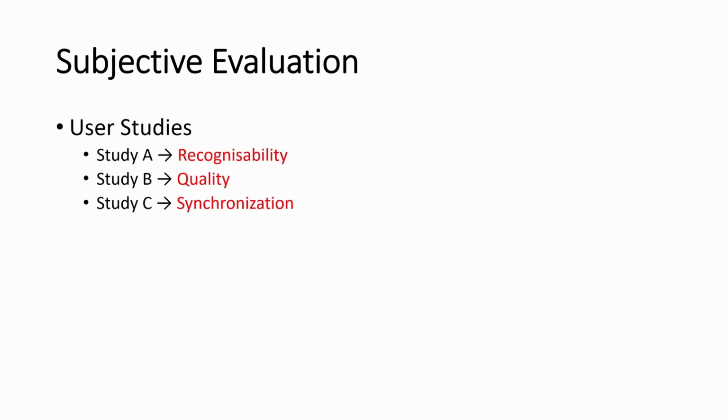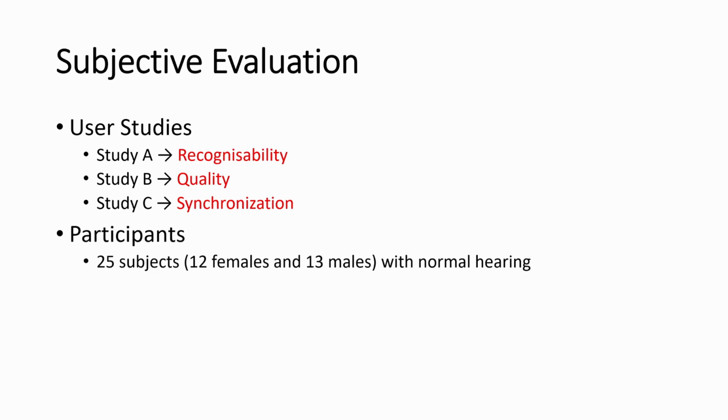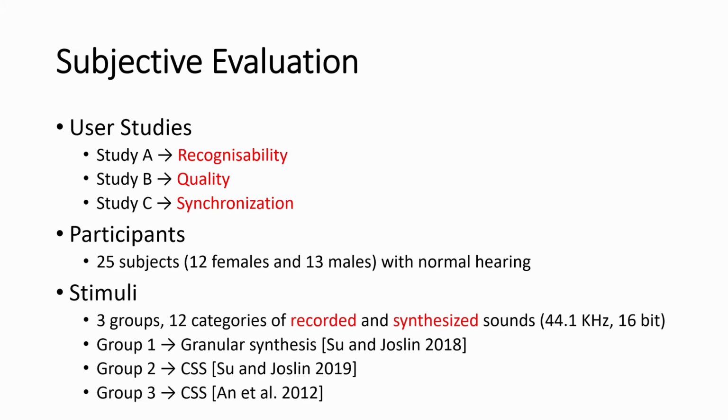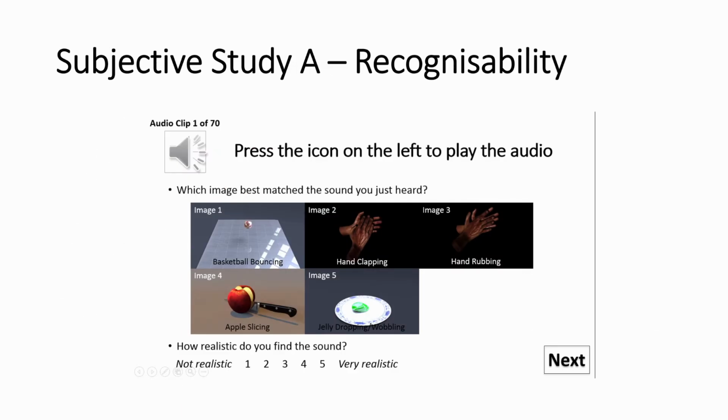For subjective evaluation, we conduct 3 user studies to assess the recognizability, quality, and synchronization of our audio. A total of 25 subjects participated in our study. The stimuli include 3 groups and 12 categories of recorded and synthesized sounds, where Group 1 contains the results produced from granular synthesis, and Groups 2 and 3 are based on CSS with different variations. The entire study takes about 90 minutes to finish.